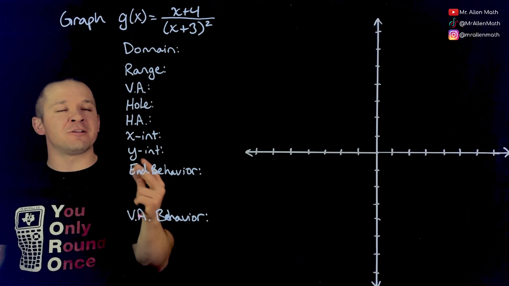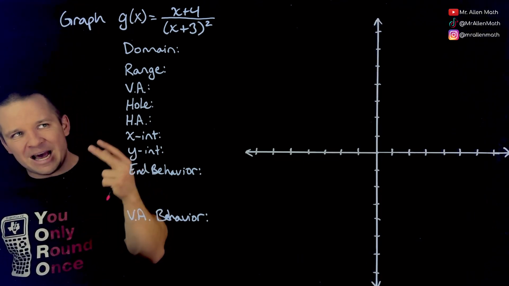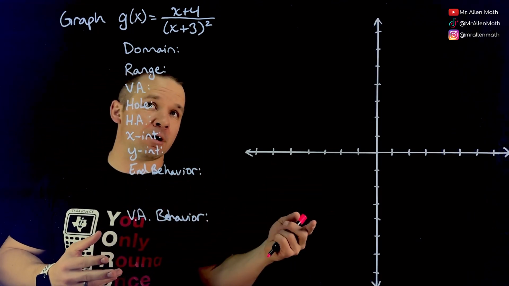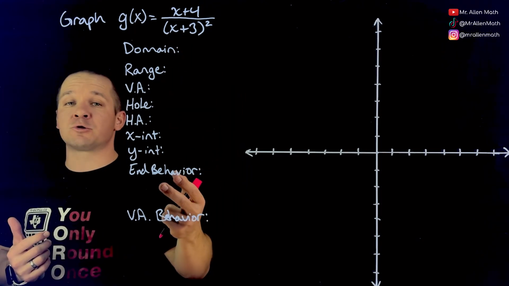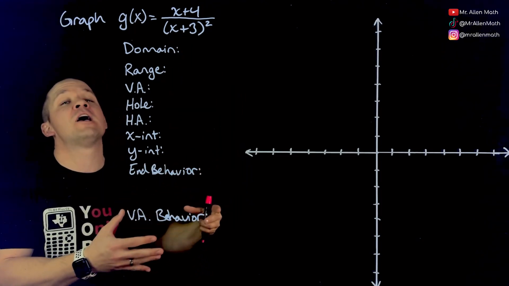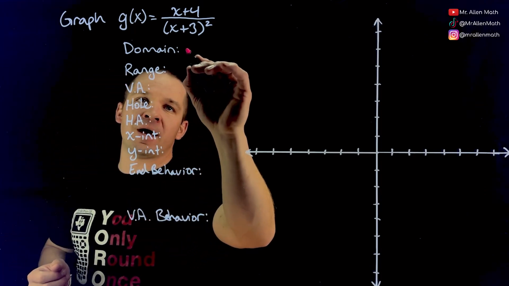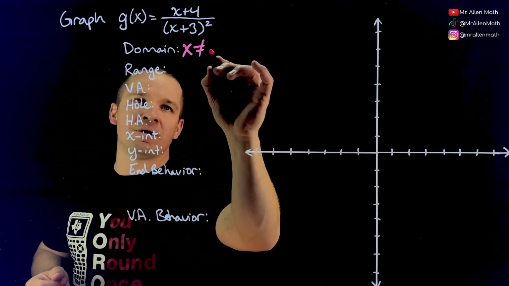Domain restrictions, let's figure that out. Domain comes from your denominator. What would make my denominator 0? Well, if I plug -3 in here, -3 plus 3 is 0, 0 squared is 0, I can't divide by 0, that would make it undefined. It's a domain restriction. X cannot equal -3.